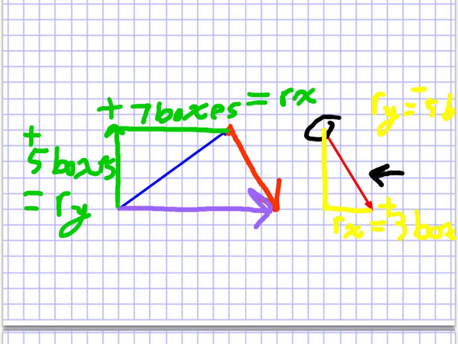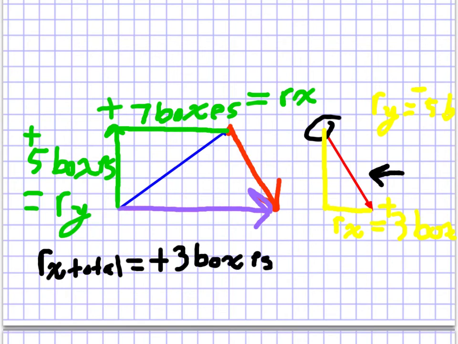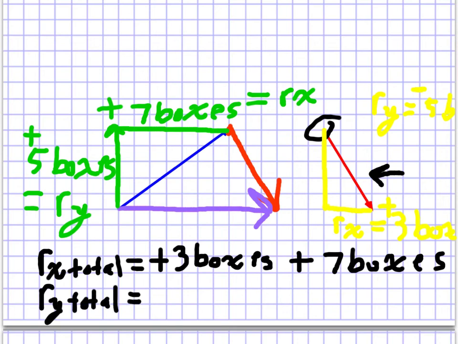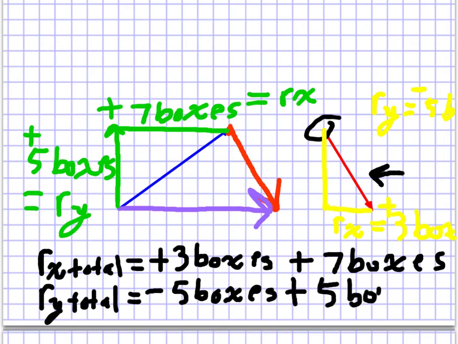So now I want to add them together. My total Rx, x total, is positive 3 boxes plus positive 7 boxes, and my Ry total is negative 5 boxes from the red vector and positive 5 boxes from the blue vector.